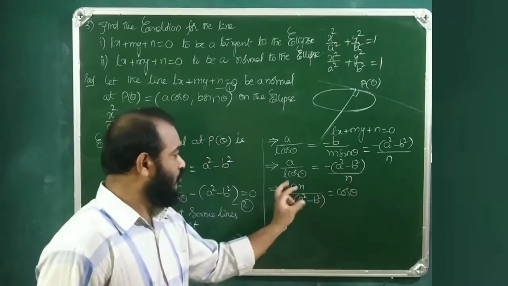And normal at one end of the lattice rectum. So one end of the lattice rectum is L. So this S is AE comma 0. Then this is AE comma B square by A, one end of the lattice rectum. This normal at one end of this lattice rectum again passes through one end of the minor axis. So this normal again passes through one end of the minor axis, which is B dash. B dash is 0 comma minus B.